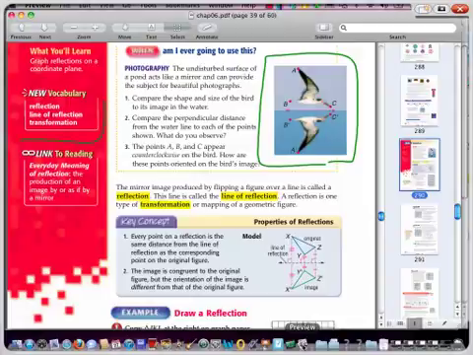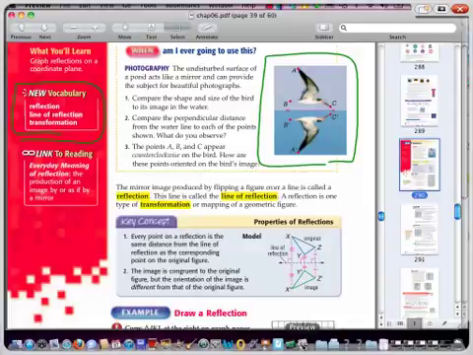Once again, there is new vocabulary. Put those in your notes. You need to get your vocab in your notes. You must have that. That is one of the grades for this chapter. You must have the vocabulary in your notes.